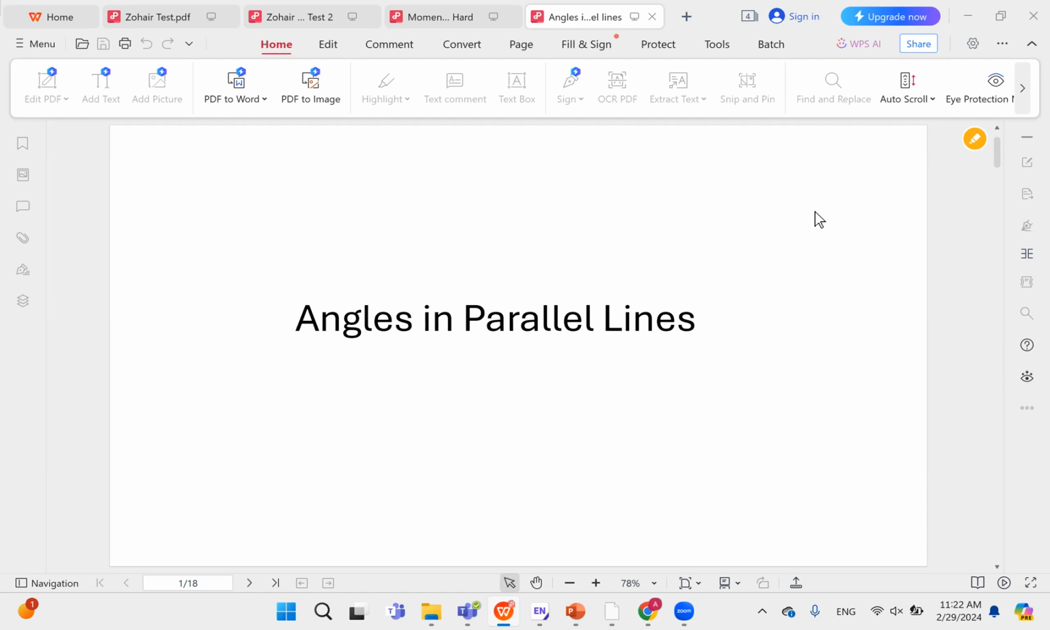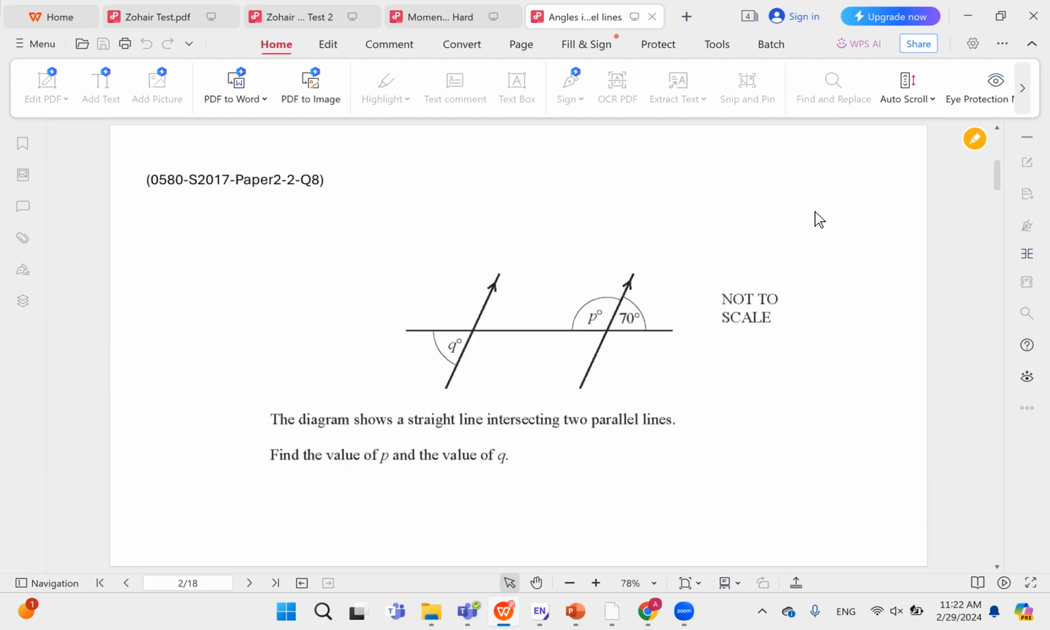Hello and welcome to a new video on IGCSE Mathematics. In this video, we shall be discussing angles in parallel lines. The diagram shows a straight line intersecting two parallel lines. Find the value of P and the value of Q.